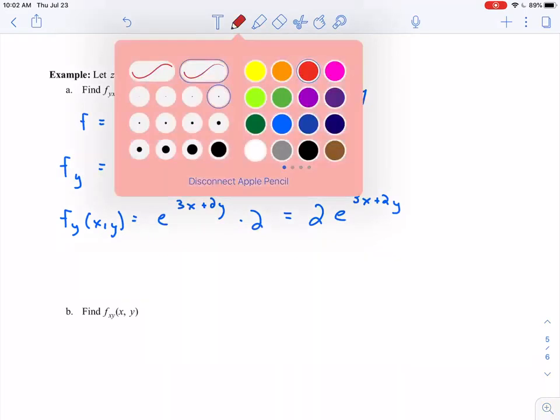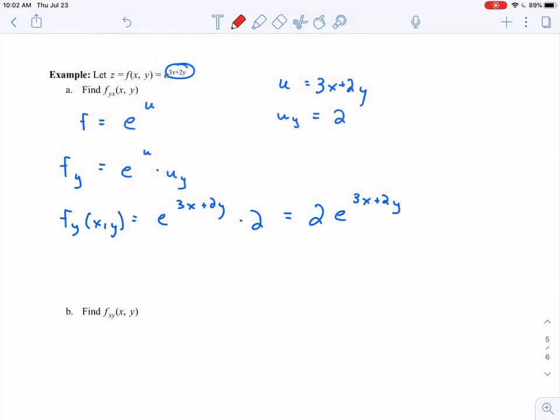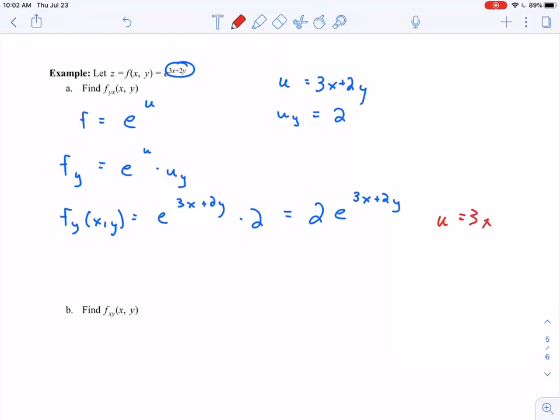I want the second order partial derivative though. And here I see, okay, again I have 3x plus 2y. That's a function of both x and y inside of the exponential function. It's another chain rule. U is actually not going to change though. U is actually still 3x plus 2y. U sub x here in this case, because now I want the partial with respect to x, is just 3.